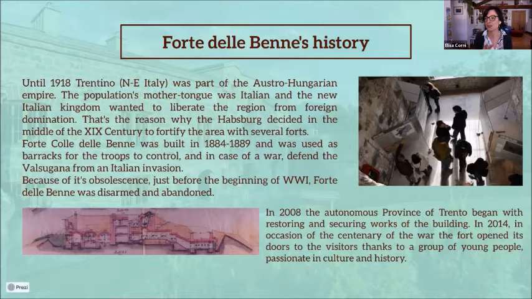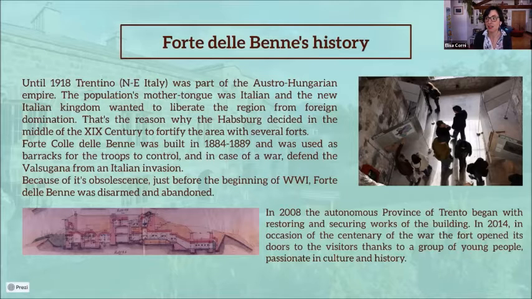Helped by the mountains, they had a very easy job because they just had to close the valleys. And Valsugana was one of them because it is connected to Veneto today. At that time, it was an indirect line with Italy.